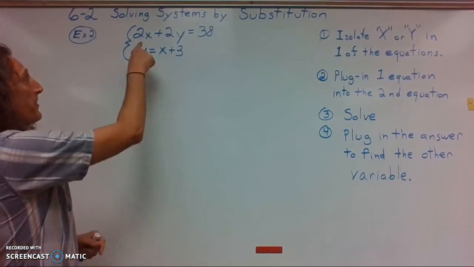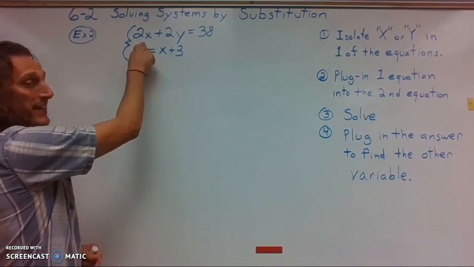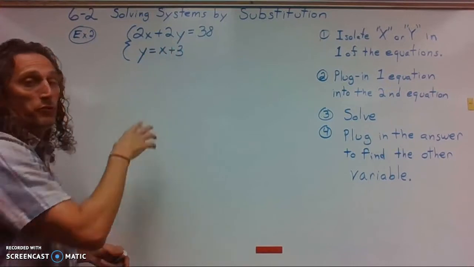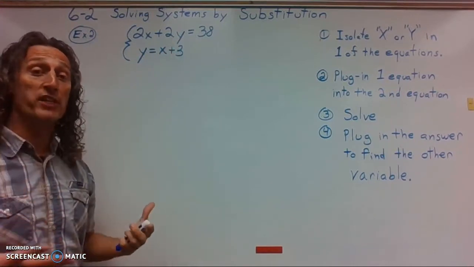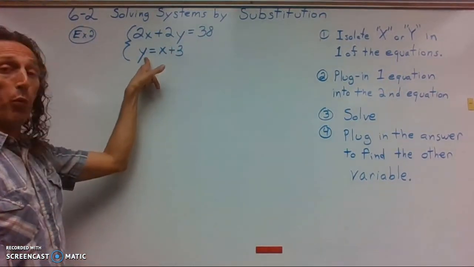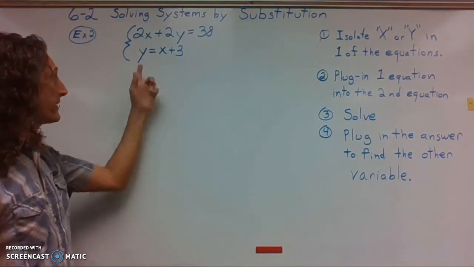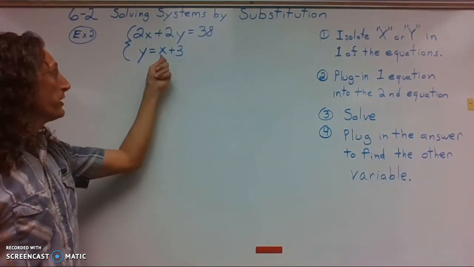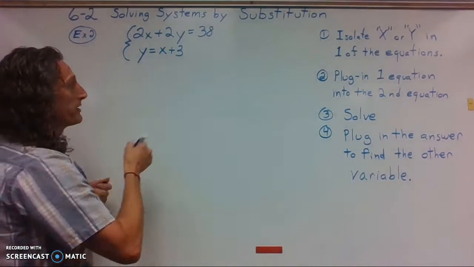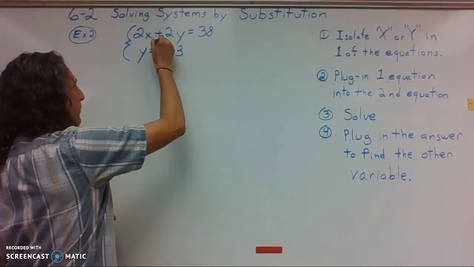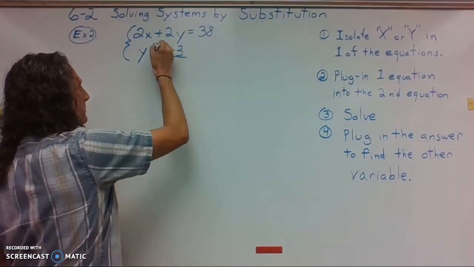Well, take a look. This x has a 2 in front of it, so that's not isolated. The y, that has a 2 in front of it. They both have coefficients. But look down here. You see how the y, again, is the one by itself? There's nothing with it. So step 1 is already done for us, and I like to put my little box around it.